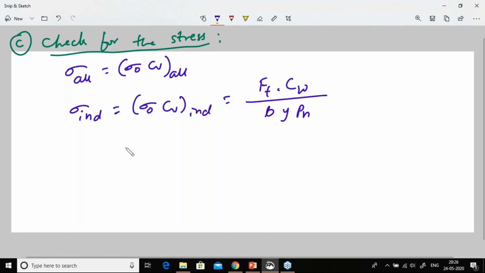So always sigma induced should be less than sigma allowable. Then only we can say the design is satisfactory. If it reverses, then we have to increase the module until this condition is satisfied. This is the second main step.